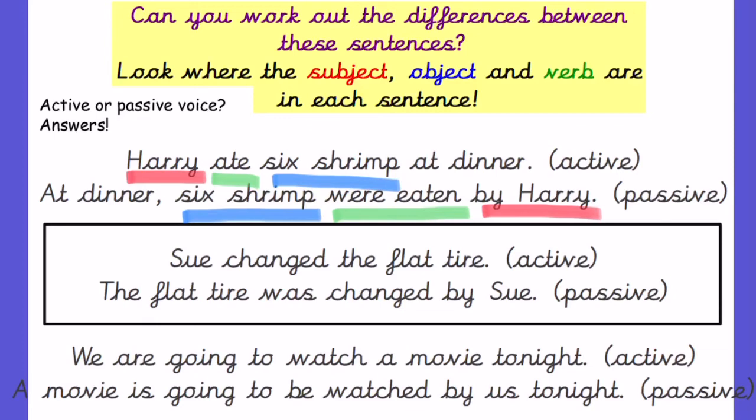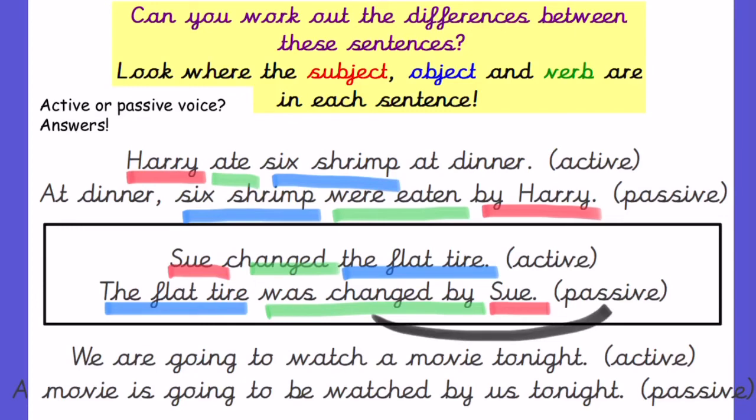Now the second one, Sue changed the flat tyre, or the flat tyre was changed by Sue. Now which is the object? The flat tyre is the object, and it's done by Sue. Sue is the subject and the verb is changed. As you can see, the passive voice, it's got a different way of putting the verb. So it was changed by, were eaten by, and you always have the word by in the passive voice if you put the subject at the end. Sometimes we just have 6 shrimp were eaten. We don't put by Harry, or the tyre was changed. And we don't put the subject by Sue.